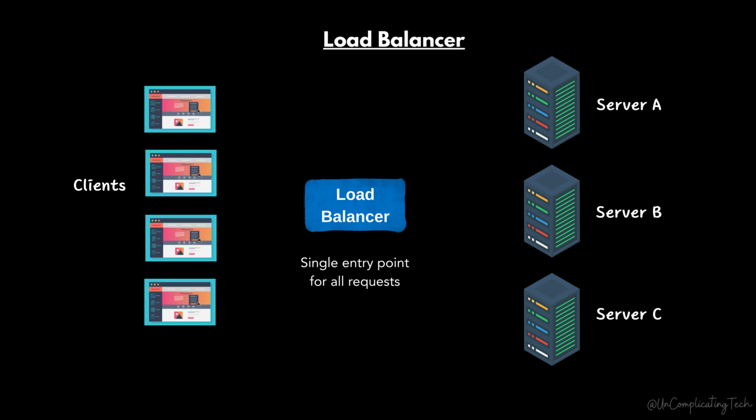Here is what happens step by step. A client sends a request. The load balancer receives it. The load balancer picks a backend server. That server processes the request. The response goes back to the load balancer. The client gets the response. To the client, this still looks like a single server.